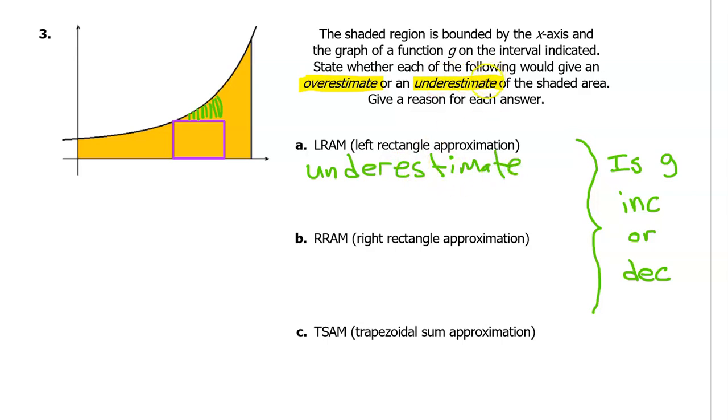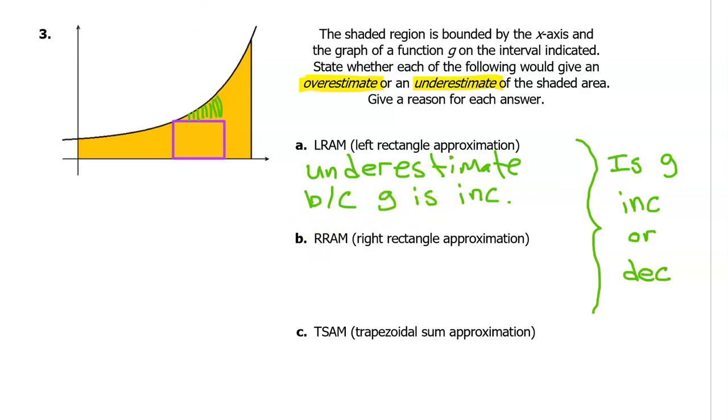and we must explain the reason. We will say because g is increasing. It's very important that you specifically name function g. Never say the function. Always say function g or function f or whatever it is.